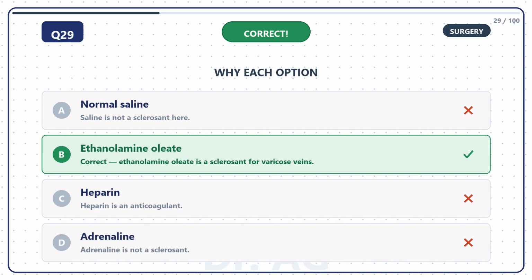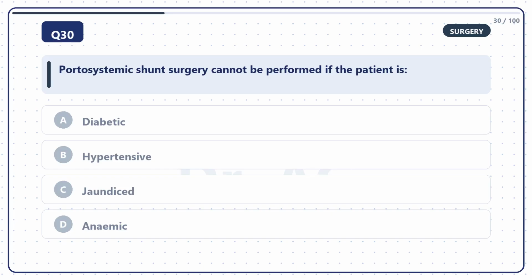Ethanolamine oleate. Question 30. Orthosystemic shunt surgery cannot be performed if the patient is. Option A. Diabetic. Option B. Hypertensive. Option C. Jaundiced. Option D. Anemic.